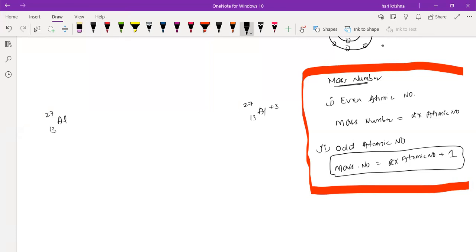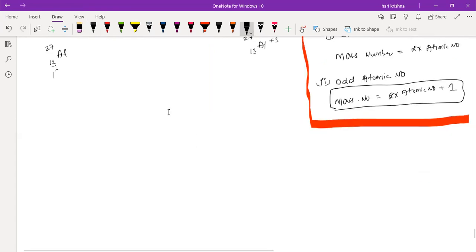Okay, suppose you take aluminium. What is the atomic number? 13, an odd number. So for 13, you have to multiply with 2 and add 1. 13 times 2 is 26, plus 1 is 27. Now in this case, find out the protons, electrons, and the neutrons.